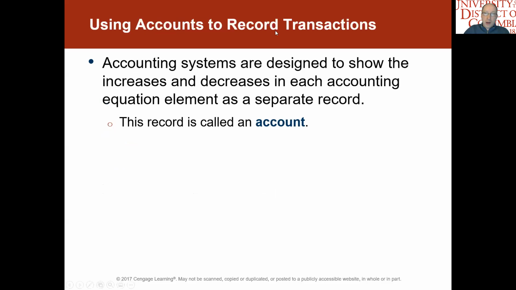The first thing I would like to discuss is using accounts to record transactions. As you know, an account is called a record. The accounting systems are designed to show how the increases and decreases of each accounting equation element are separated in a record.